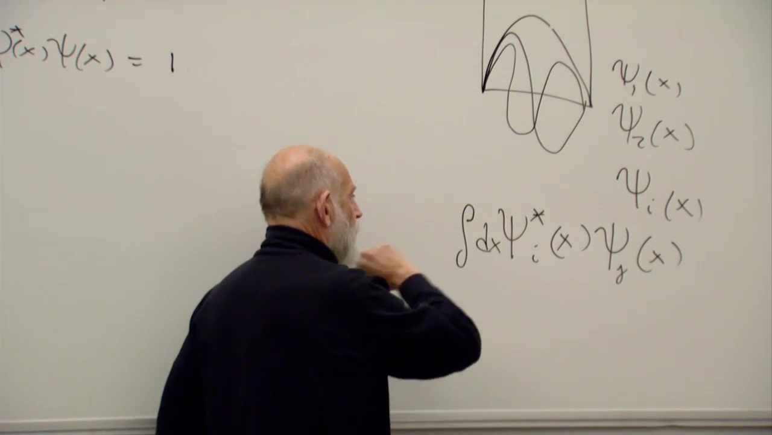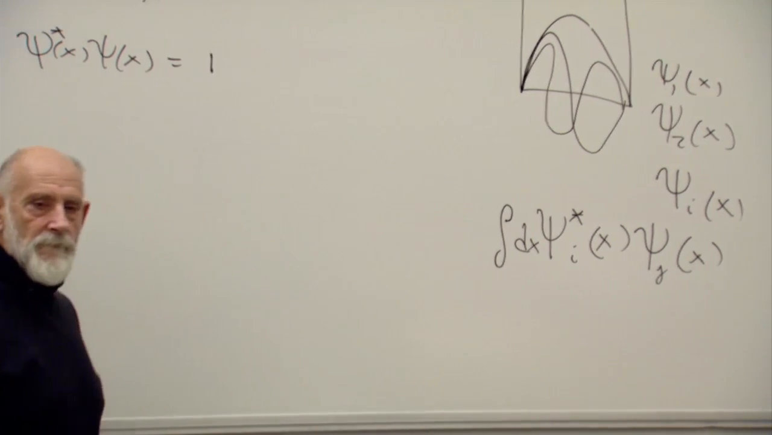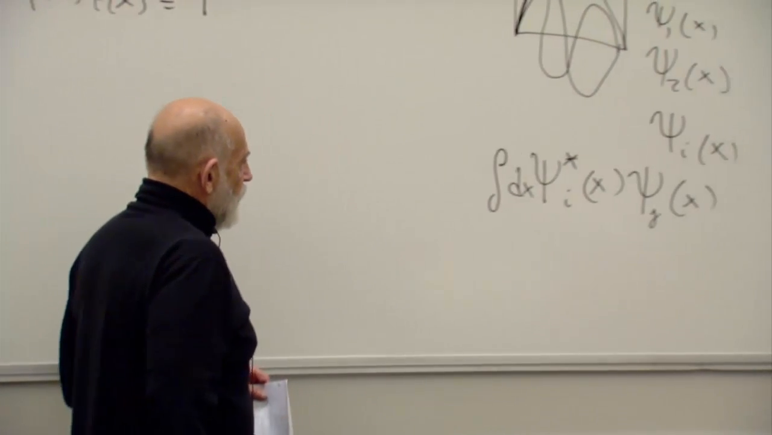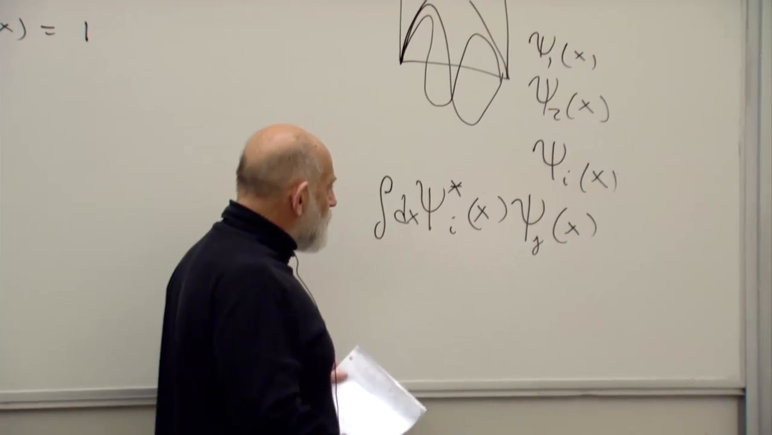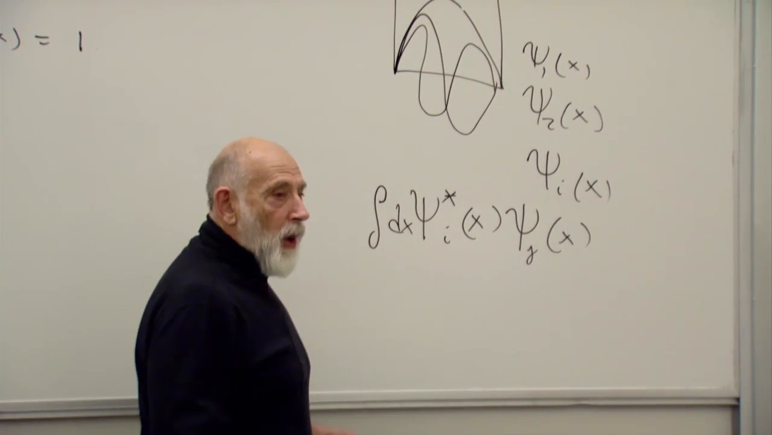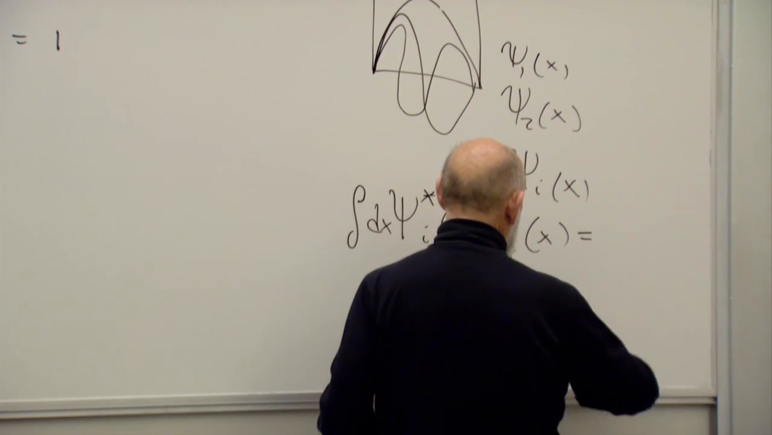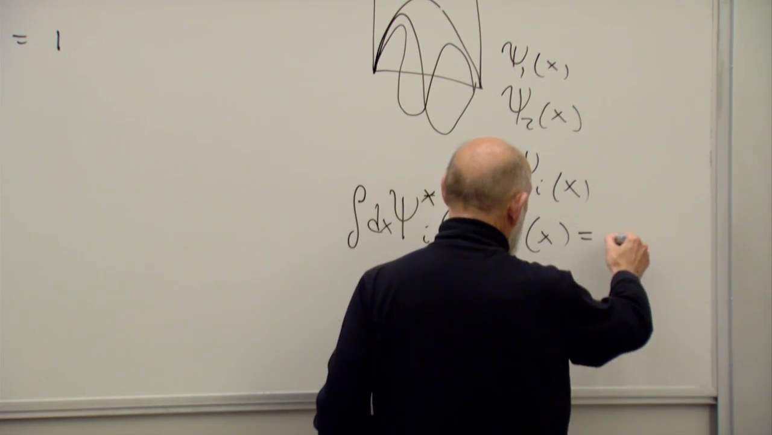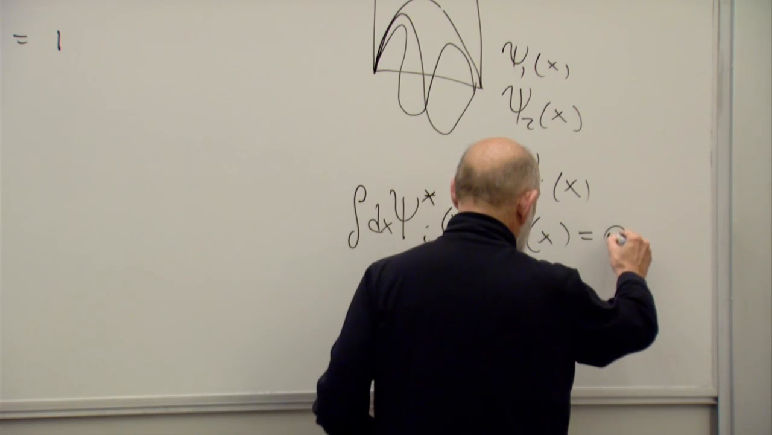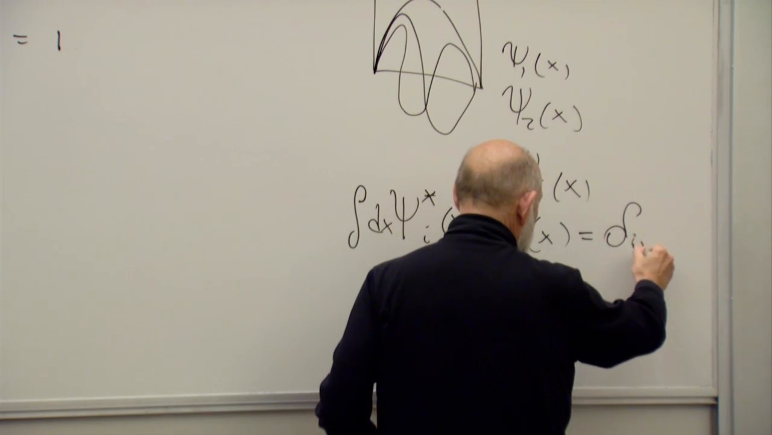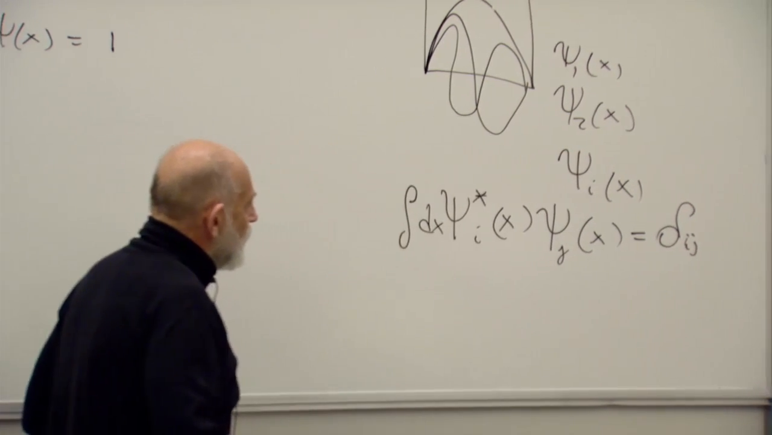What is that? Anybody remember? Delta ij. If i is equal to j, they're the same state. The inner product is 1, a normalized state. If they're different, they're orthogonal, corresponding, let's say, to different energies. Sorry, delta ij, not 0, delta ij. Right, that's another fact.